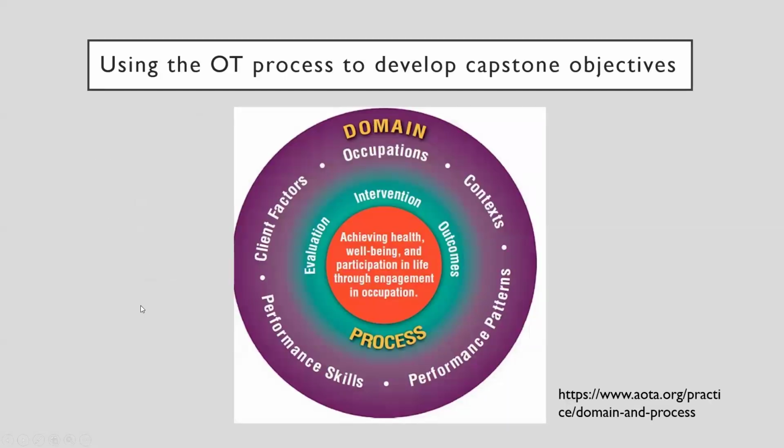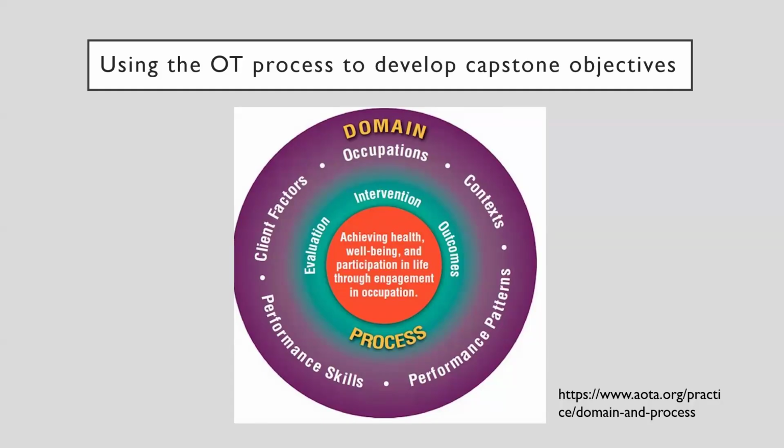So, one place to start that can be really helpful is thinking about the OT process and developing your capstone objectives, particularly your experience objectives. So, the OT process is evaluation, intervention, and outcomes. So, you can even start with having three objectives and building from there. So you could have one objective around evaluation, which you've already kind of started doing now. So really doing that needs assessment, evaluating what's needed at your site and what are the best ways to develop and implement whatever it is you're going to be doing.